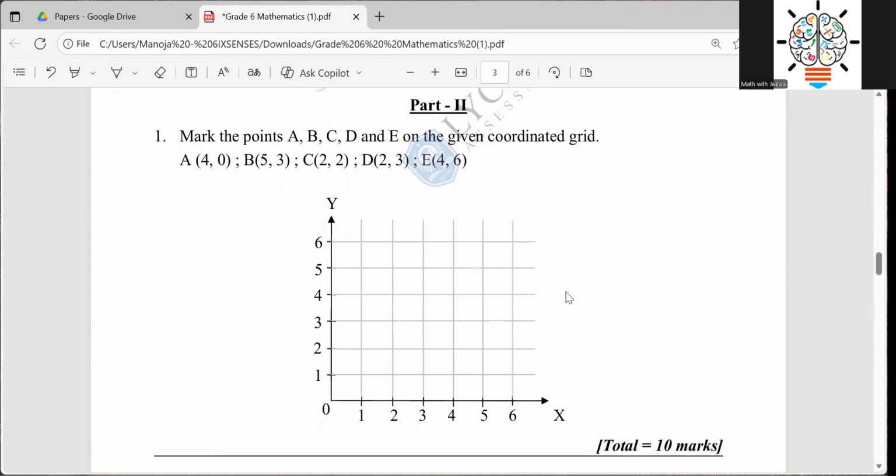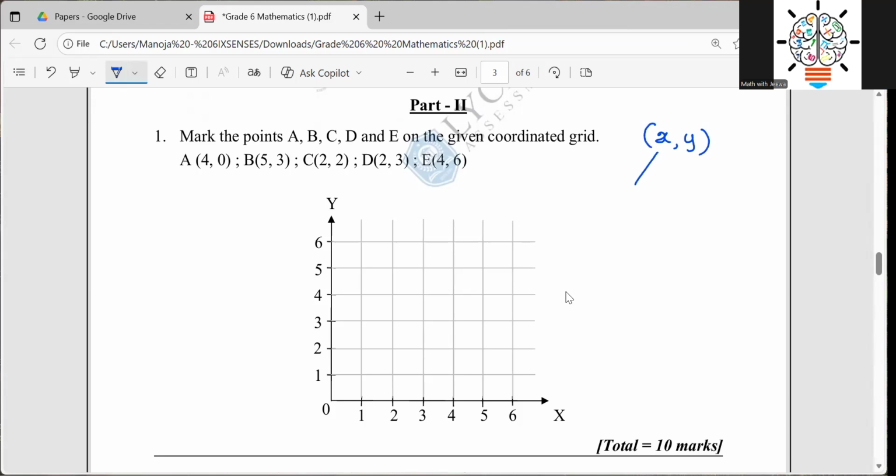Okay. Mark the points A, B, C, D, E on the given coordinate grid. So here, children, you want to understand when you are writing the coordinates, first we write the x value and then we write the y value. What is this x value? The movement horizontally from the origin. If it is a positive value, you want to move to the right side. We know that if it is a negative value, you want to move to the left side along the x-axis, right?